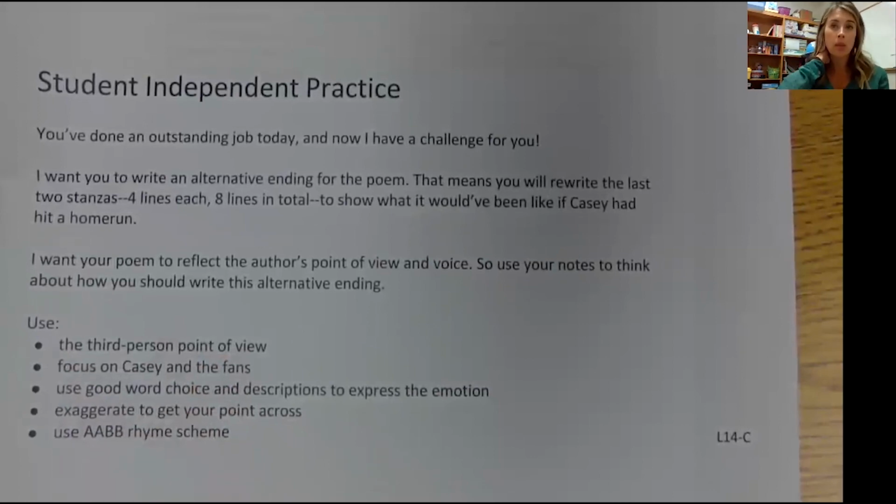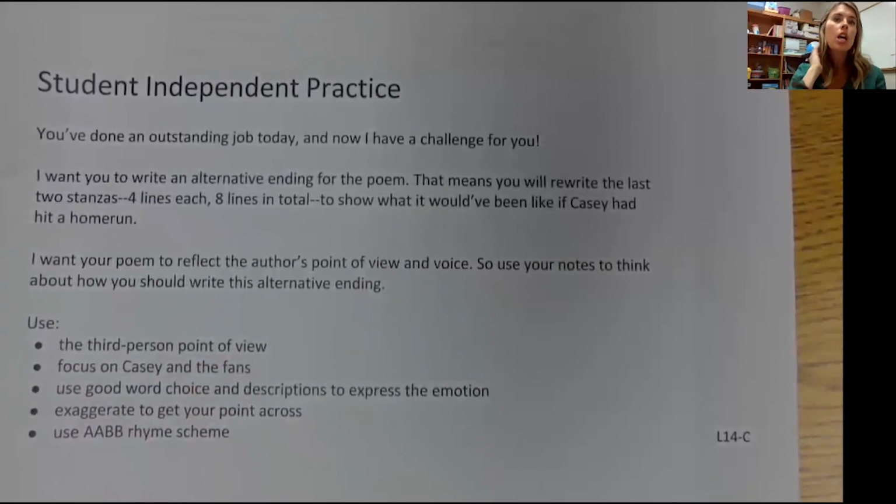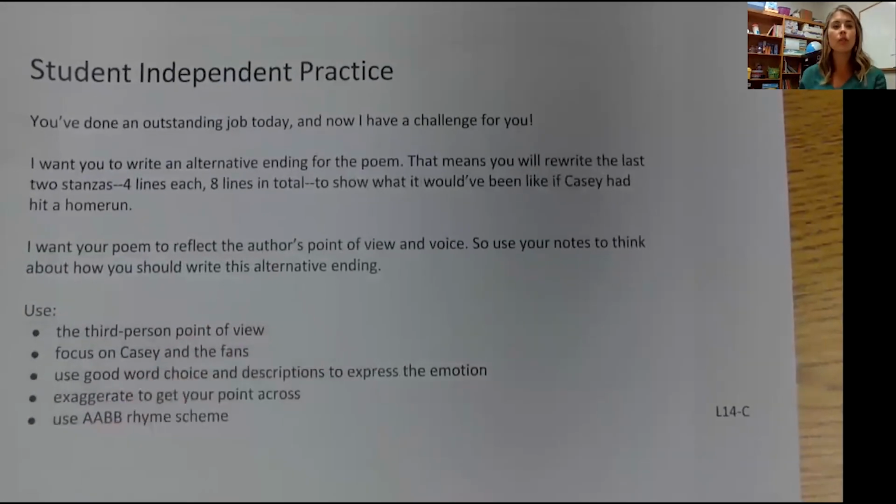You've done a really great job this week using descriptive paragraphs and narrative. Now it's time to get to writing a poem. Now I'm going to repeat it. Your independent practice for today is to rewrite the last 2 stanzas, not the whole poem, just 2, to show what it would have been like if Casey had actually hit a home run. Each stanza should have 4 lines using the AABB rhyme scheme. So in total today, you'll be writing just 8 lines, 2 stanzas, 4 lines apiece. Make sure you keep your work because you're going to want it for our final lesson this week. Here's your practice. Pause the video if you need to.